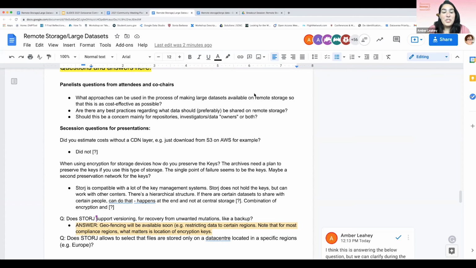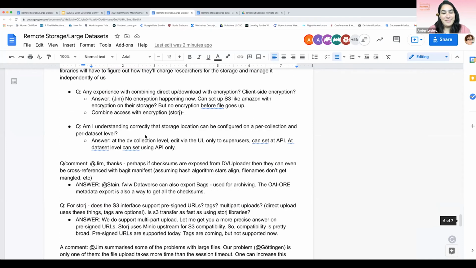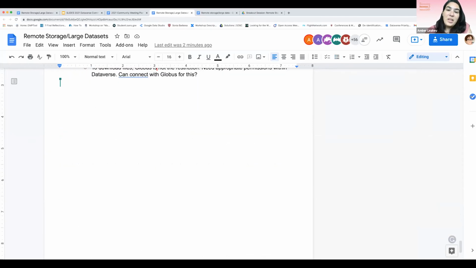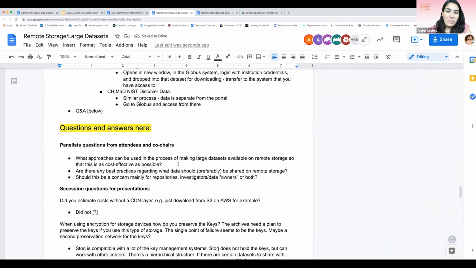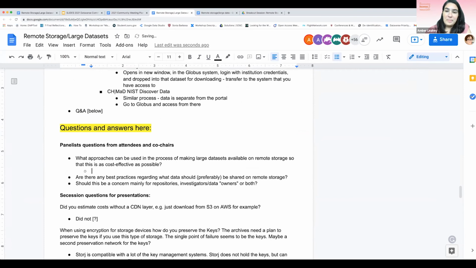So what approaches can be used in the process of making large data sets available on remote storage so that this is as cost effective as possible? If you have any suggestions, maybe we could start with Ben. Sorry, I was muted.